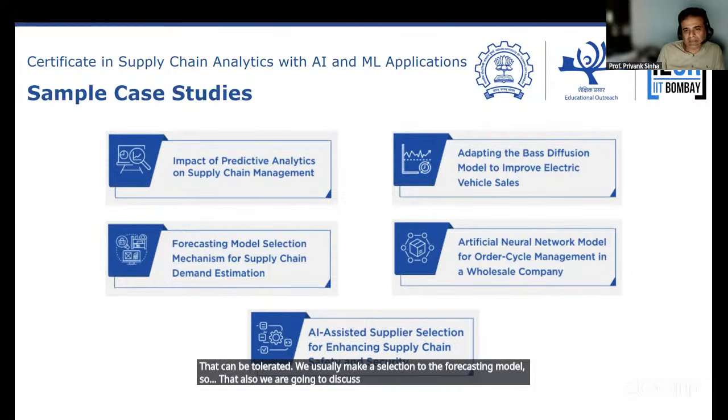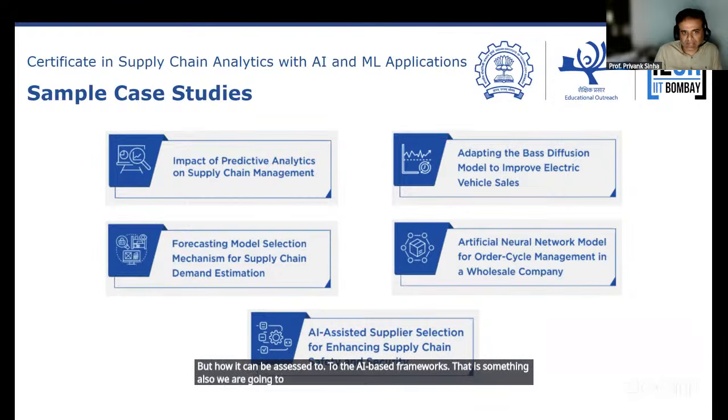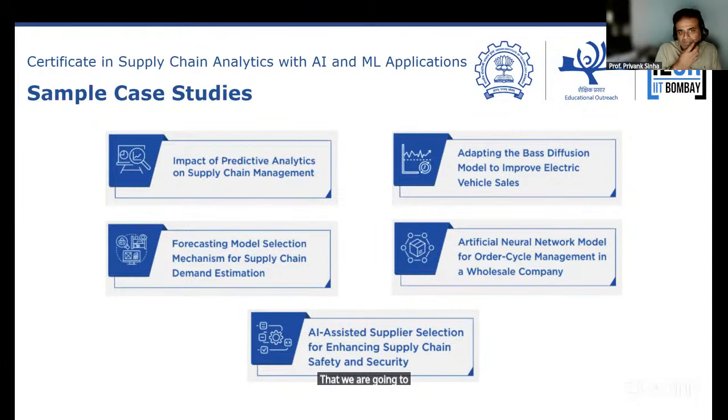And ANN-based application to order cycle management. This is another case study that we are going to have. And AI-assisted supplier selection. So we'll discuss the supplier selection models, but how they can be assisted by AI-based frameworks, that is something also we are going to discuss. So these are just to give you the flavor of the type of case studies that we are going to have in our course.